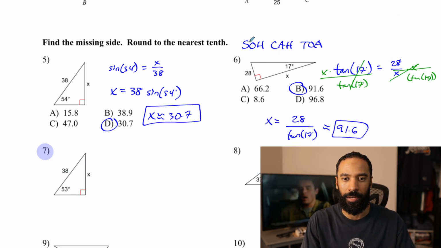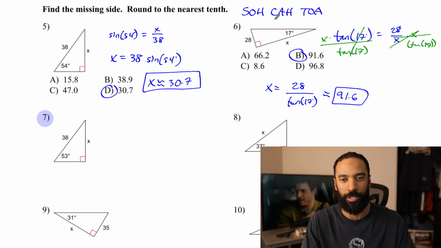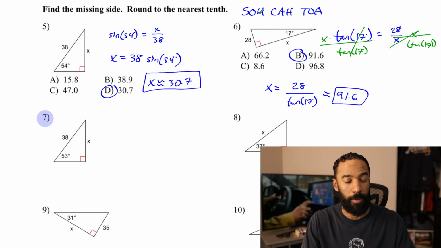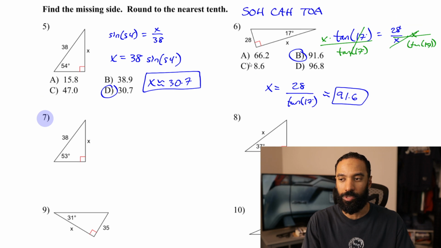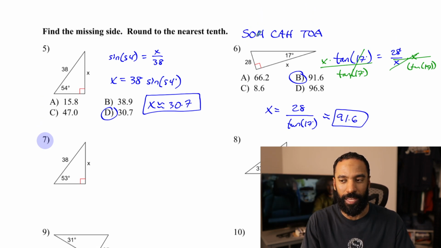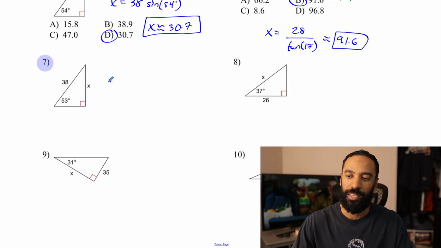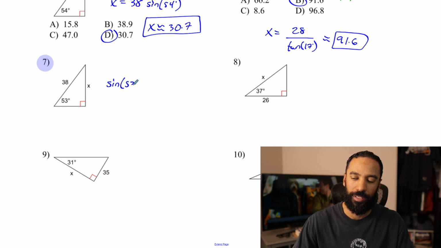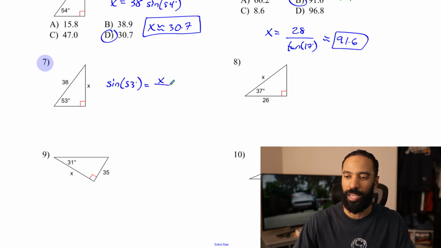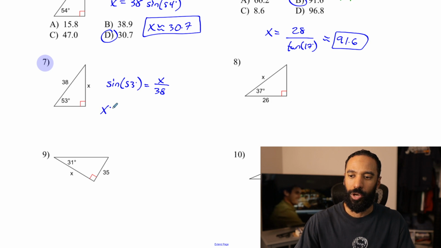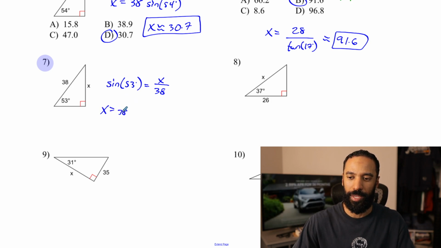No, none of the basic trig functions do hypotenuse over opposite. Sine does opposite over hypotenuse, though. So it doesn't matter what order you say it. It does matter what order you write it, but the opposite and hypotenuse, we use sine. The sine of 53 degrees equals x over 38. So x, multiply both sides by 38. We get 38 times the sine of 53 degrees.